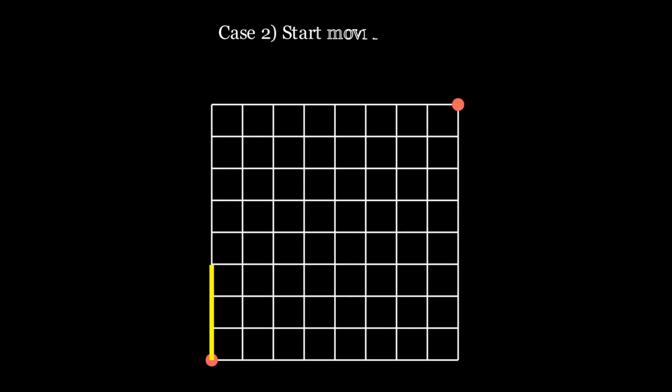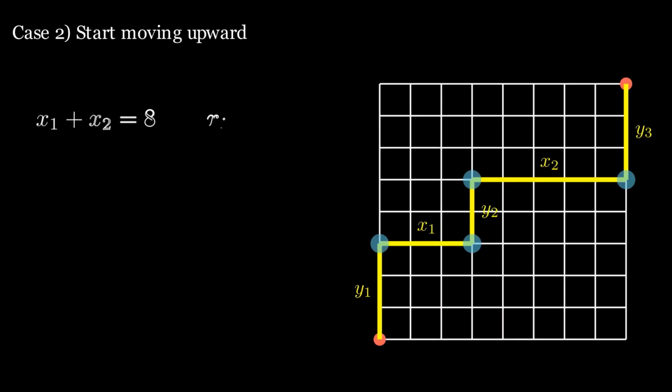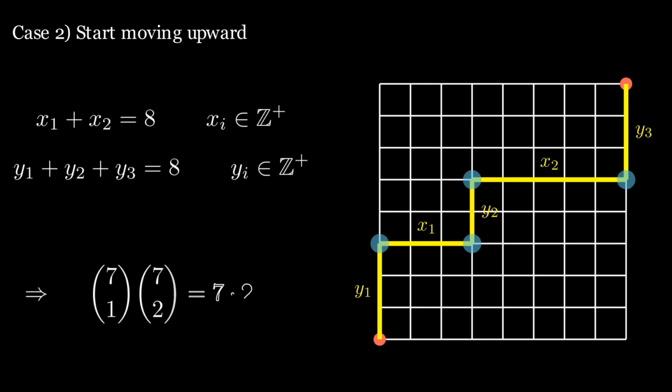In the second case, we start moving upward. The setup changes slightly. The rightward segments are now divided into 2 parts, and the upward segments are divided into 3 parts. Using the same logic, the calculation involves the combination 7 choose 1 multiplied by 7 choose 2. Once again, this results in 147 paths.